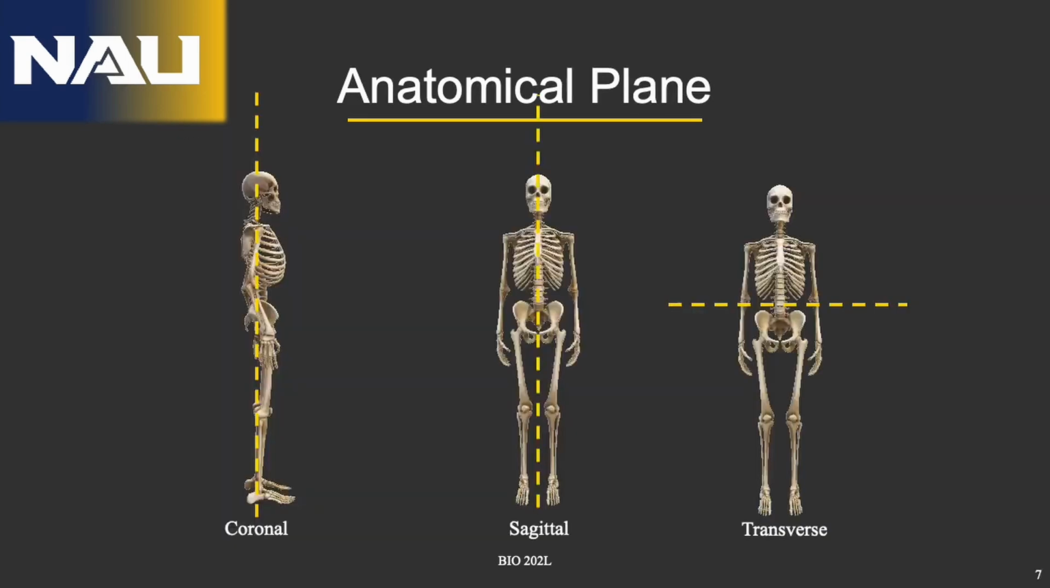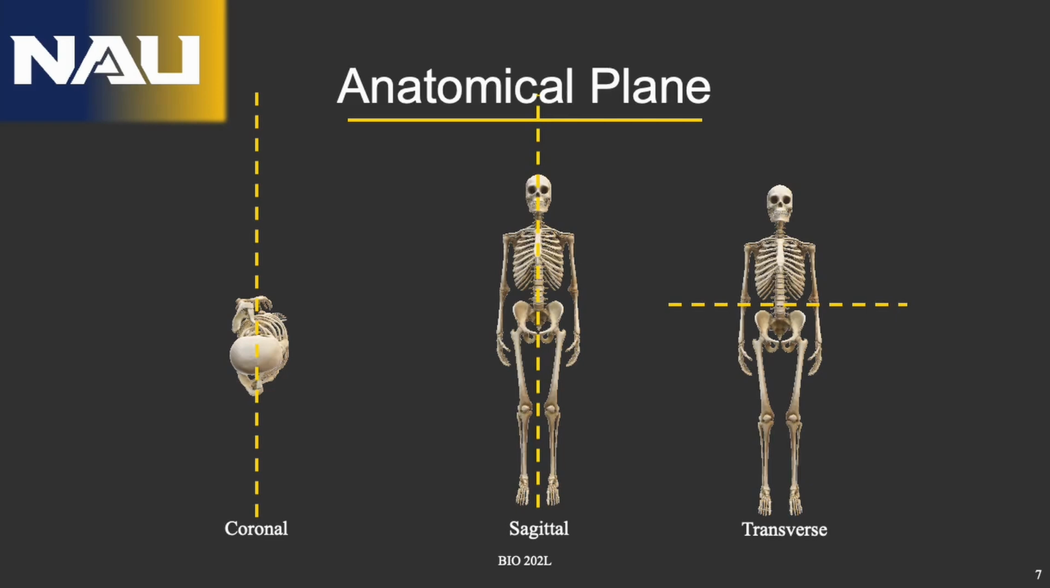Now let's talk about anatomical planes. So these are imaginary lines used to divide the body into sections, which helps us describe locations and movements. First, we have the coronal plane. The coronal plane, also known as the frontal plane, divides the body into anterior, meaning front, and posterior, meaning back.